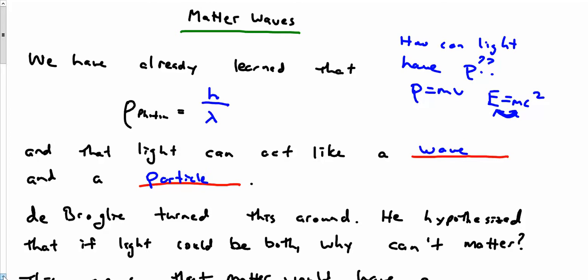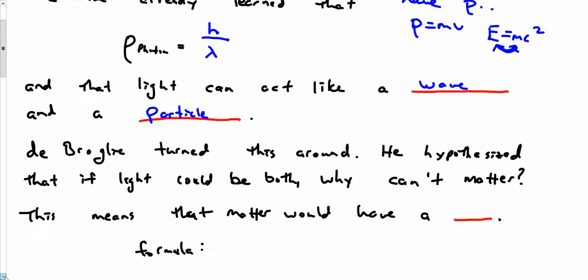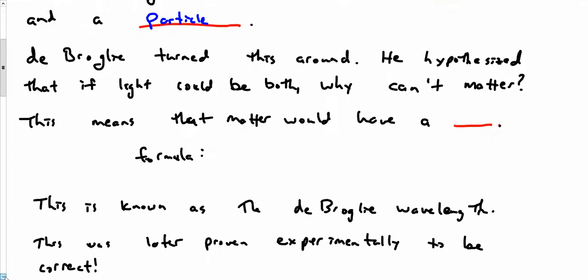And then de Broglie decided to turn this around. He hypothesized that if light could be both, why can't matter? That means that matter would have a wavelength. And doing a little math, lambda equals h over p. And this is known as the de Broglie wavelength, this formula right here.